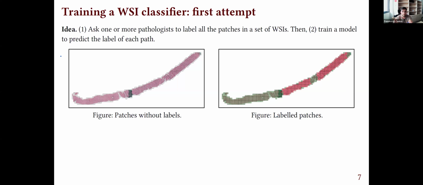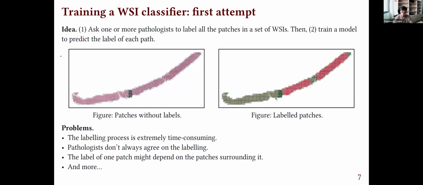So as I was saying, one idea would be to ask a pathologist to label all the patches in a whole slide image, and then train a model using these patches. You have on the right these patches that have been labeled. The problem with this is that labeling all the patches in many whole slide images is something that is extremely time consuming. There are other problems with this approach that I have listed here, but the most important problem is the first one. This is because, first, labeling each piece of the whole slide image is very hard for pathologists.